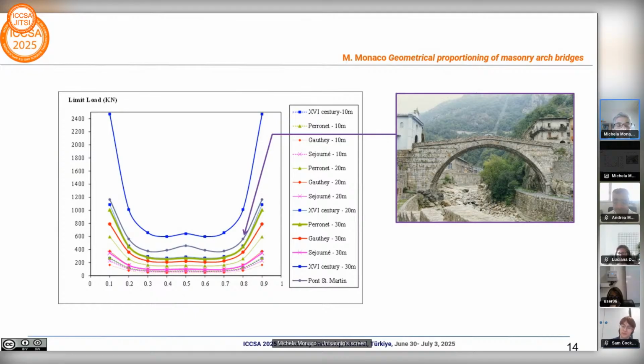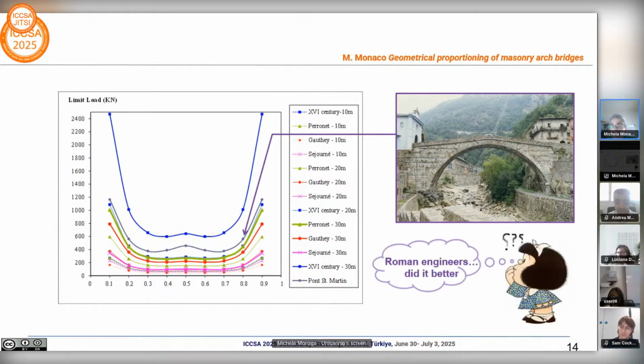You see, this is a 16th century bridge of 30 meters, and Pont Saint Martin has a span of 34 meters. So we have only to think that Roman engineers were able to understand masonry arches without considering empirical formulas.